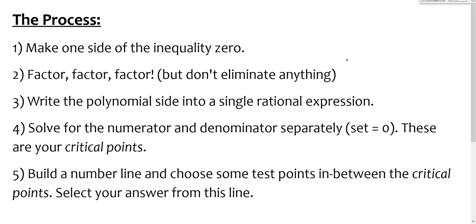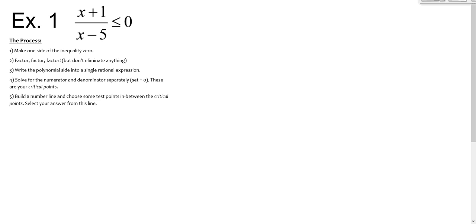So for today, we're going to take a look at two relatively basic examples. The first one that we're going to take a look at here is (x + 1)/(x - 5) less than or equal to 0. Looking at the process that we're trying to follow here, first we need to make one side of the inequality 0. Already got it. It's already 0.